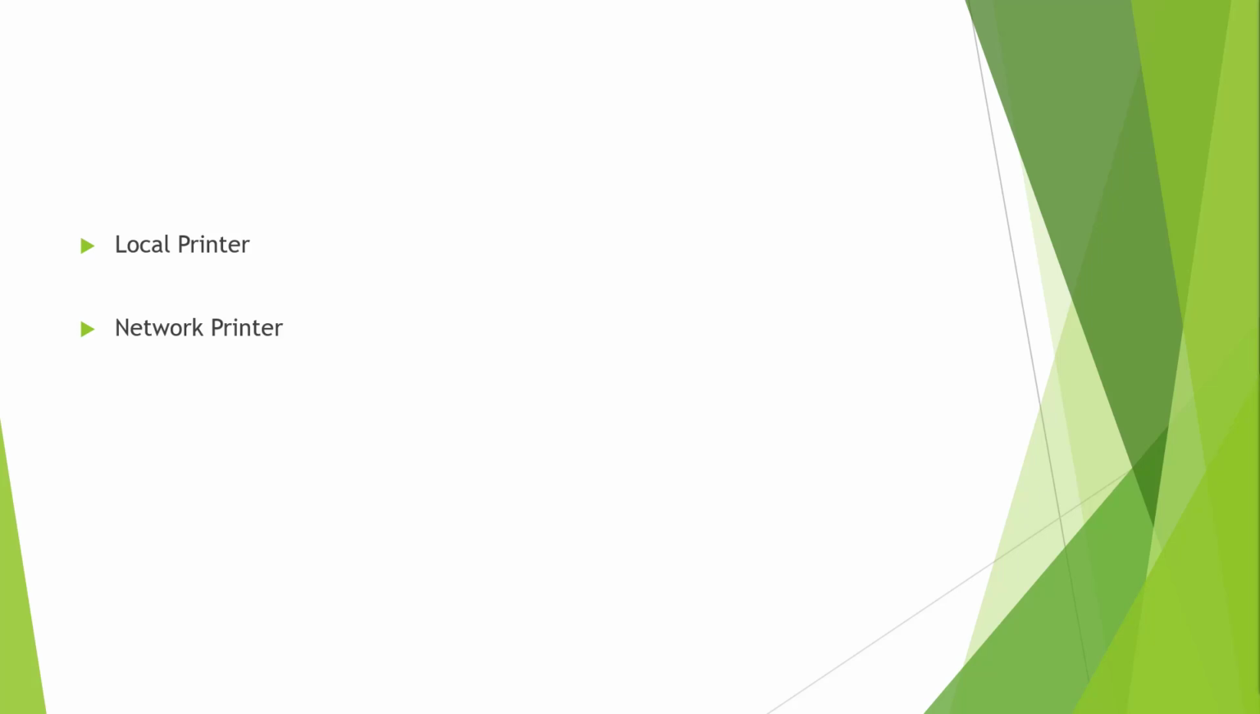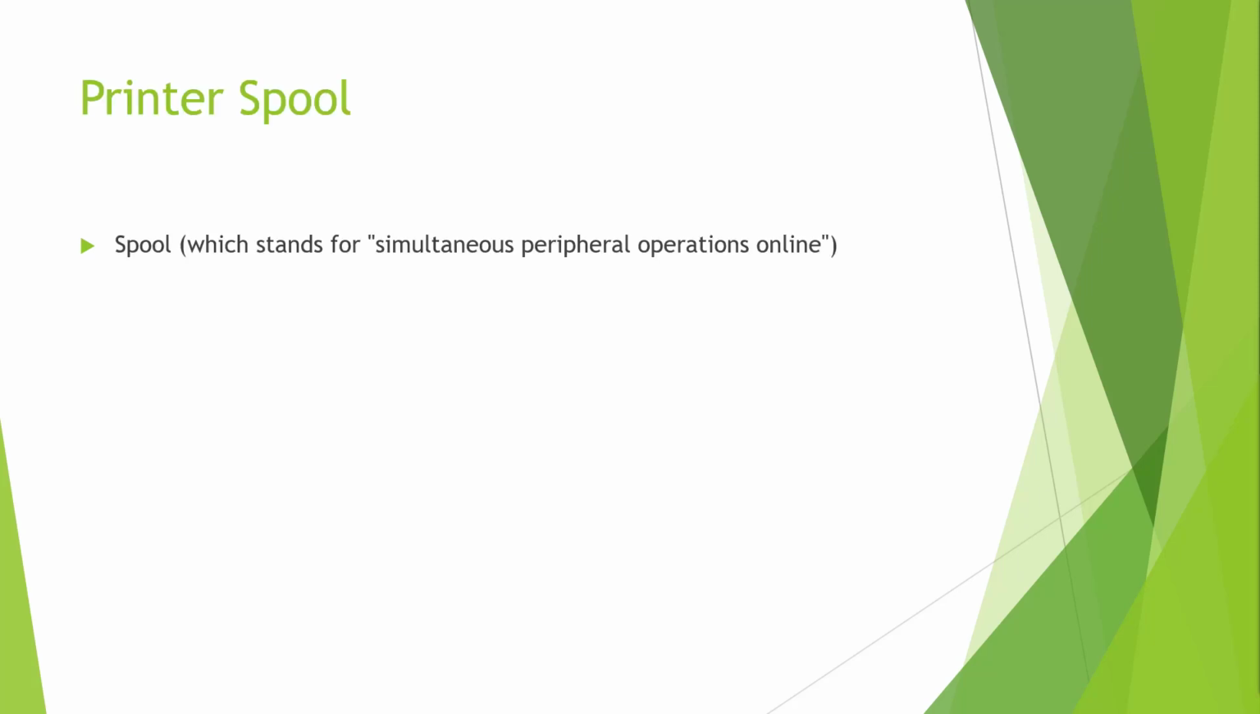So what are the differences? A local printer is normally, again, plugged directly into the PC. A network printer is normally something that you do via an IP address. And again, we're going to walk you through both of them.